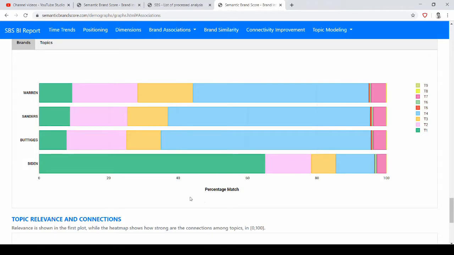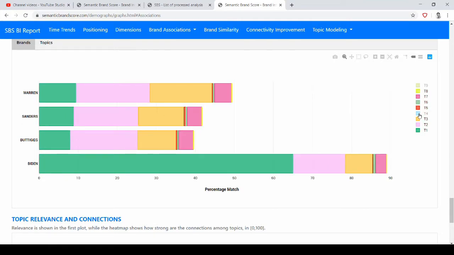You can also see then not only the primary topic, but also how much each brand associates with the other topics in the network. And so here we see that Biden also associates with the topic of elections, and that associations with some other topics are very little for all brands, like topic 9 counts very little here. So if we remove it from the graph, we don't even notice. If we remove the one of elections, we really notice.